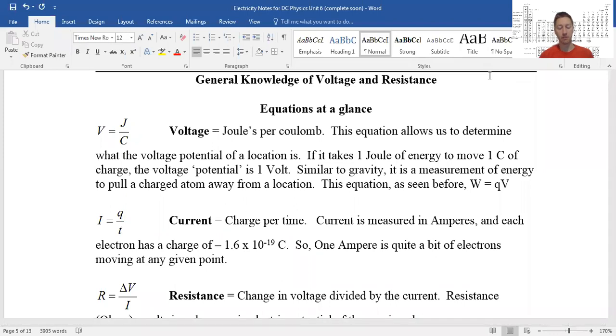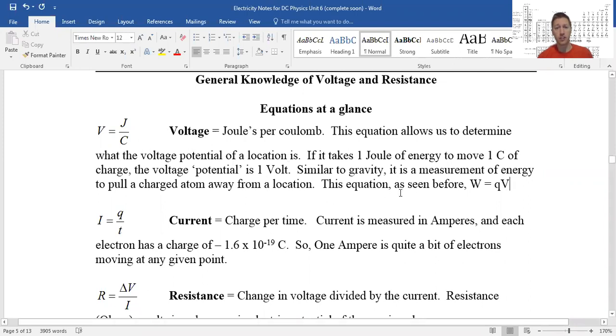In this video, I'm going to talk about general knowledge about voltage and resistance, as well as power and the kilowatt hour. So there are three main things to be aware of here to start: voltage, current, and resistance. So voltage, you should think about voltage as being the motivation. What is going to motivate the electrons to move?